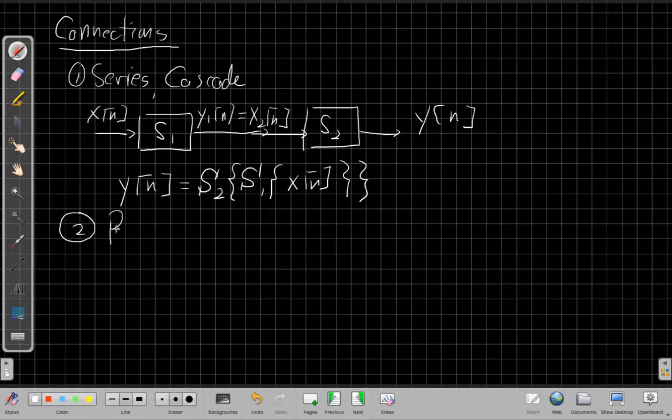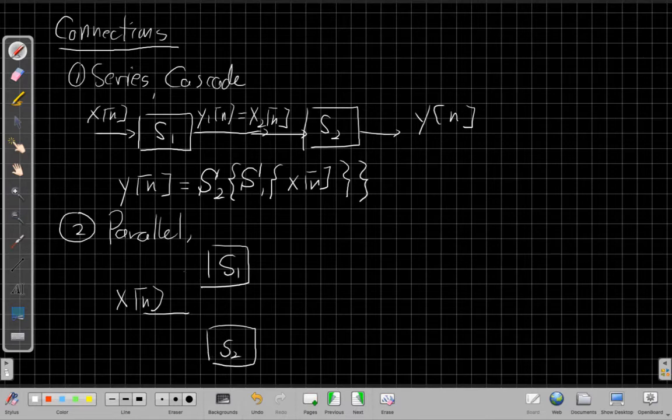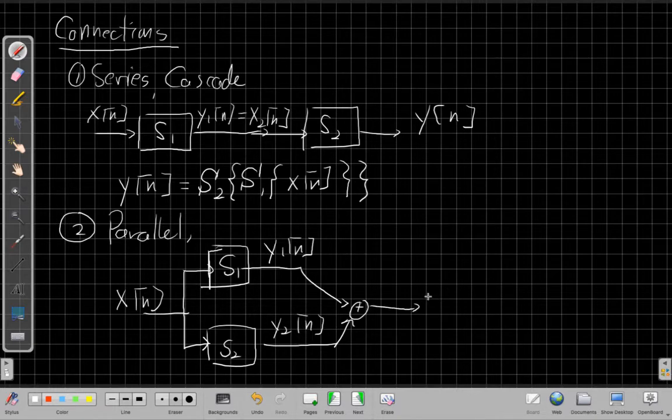The next one is the parallel connection. And so that's the idea that I take x of n, one input, and I feed it into both systems together at the same time. Right, so I make a branch here. I split this and I feed x of n. The same x of n is the input to each one of these systems. I take the two outputs that I get, so y1 of n and y2 of n, and I feed those two outputs into an adder. I add those outputs together to get my overall output.